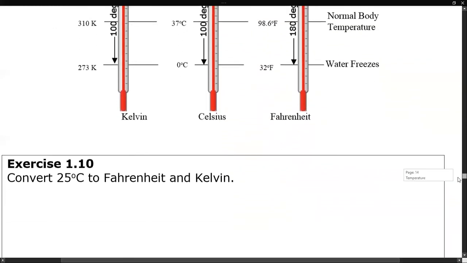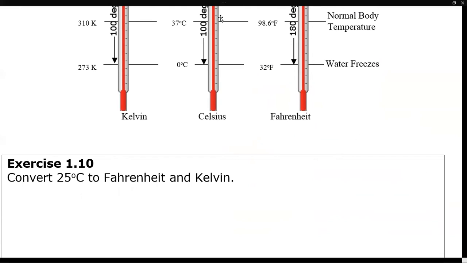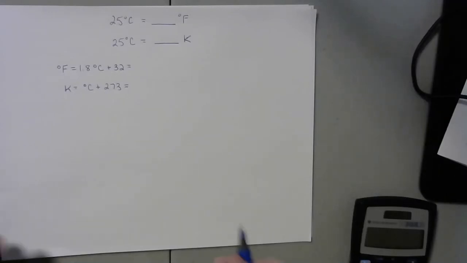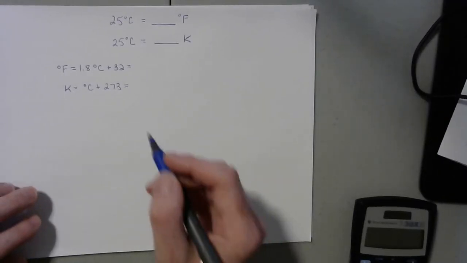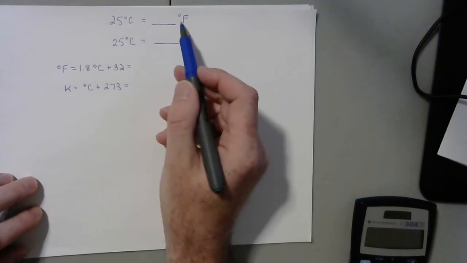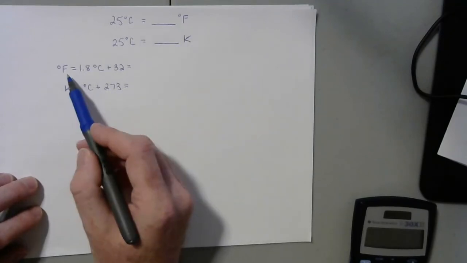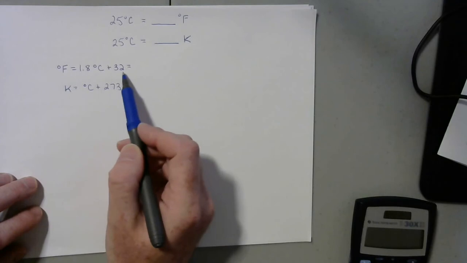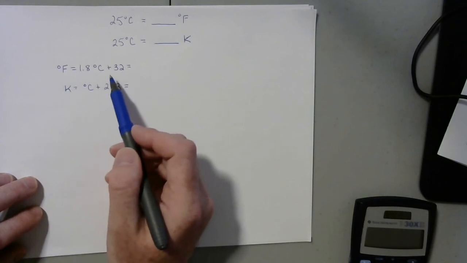Now we're going to use that, and we're actually going to convert 25 degrees Celsius, which is room temperature and a lot of scientific measurements, to both Fahrenheit and Kelvin to practice our unit conversions there. Okay, so let's look at this problem. So if we want to convert 25 degrees Celsius to Fahrenheit, we've got our formula, which I copied from the notes down here. So all we really got to do is plug and chug.